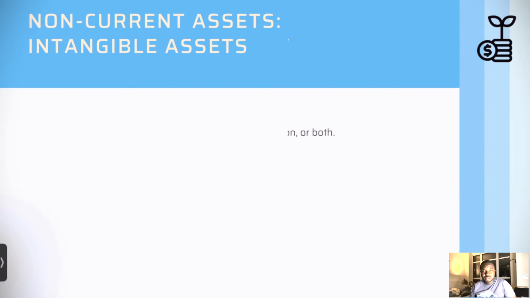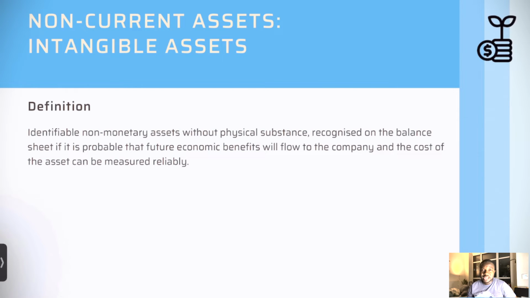And then we move on to intangible assets. These are identifiable non-monetary assets without a physical substance that are recognized on the balance sheet when it's probable that future economic benefit will flow to the company and can be reliably measured. Examples of intangible assets are licenses, trademarks, and patents.